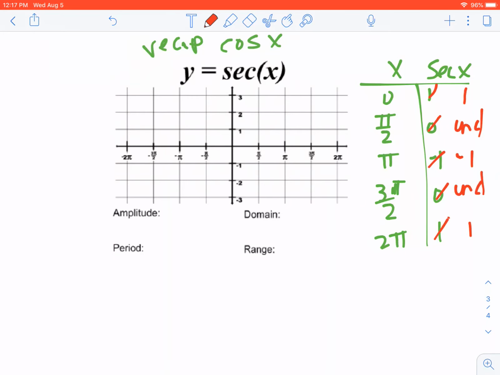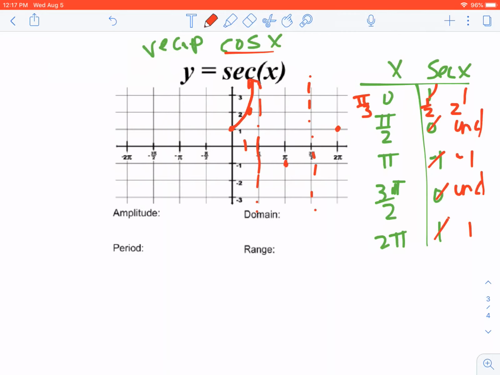So at 0, I'm at 1. And then at pi over 2, I have an asymptote. I'm at negative 1 at pi. Asymptote at 3 pi over 2, and at 2 pi I am back to 1. Since we're talking about cosine, the cosine of 60 degrees, or pi over 3, is 1/2. So if I reciprocate that, that would be a 2. So pi over 3 is right here. So we know that we're going up in that direction.